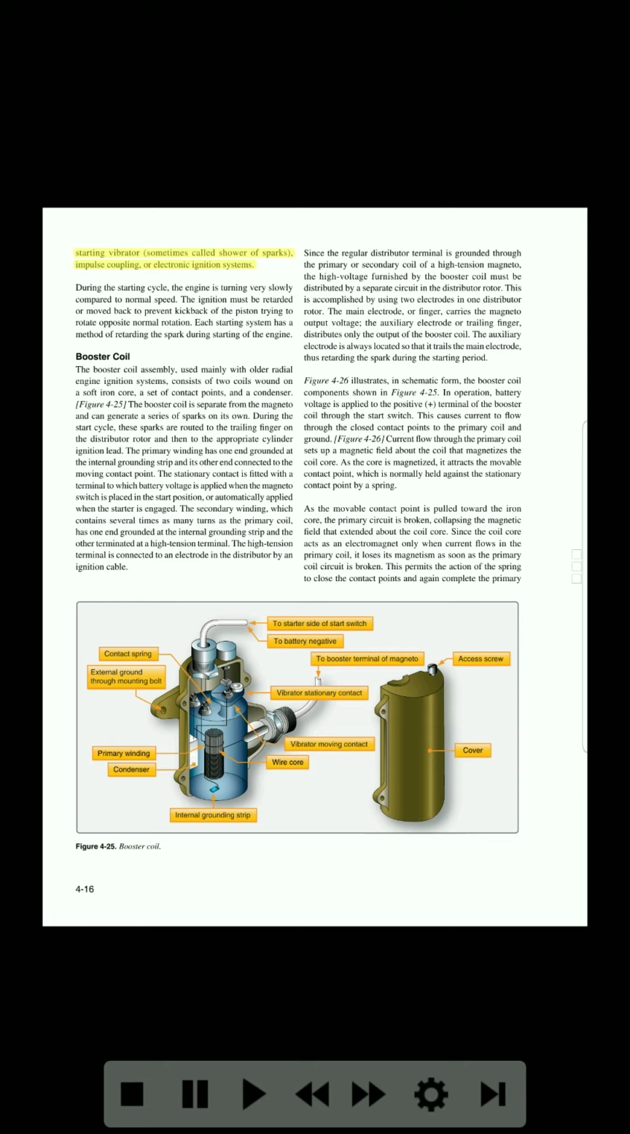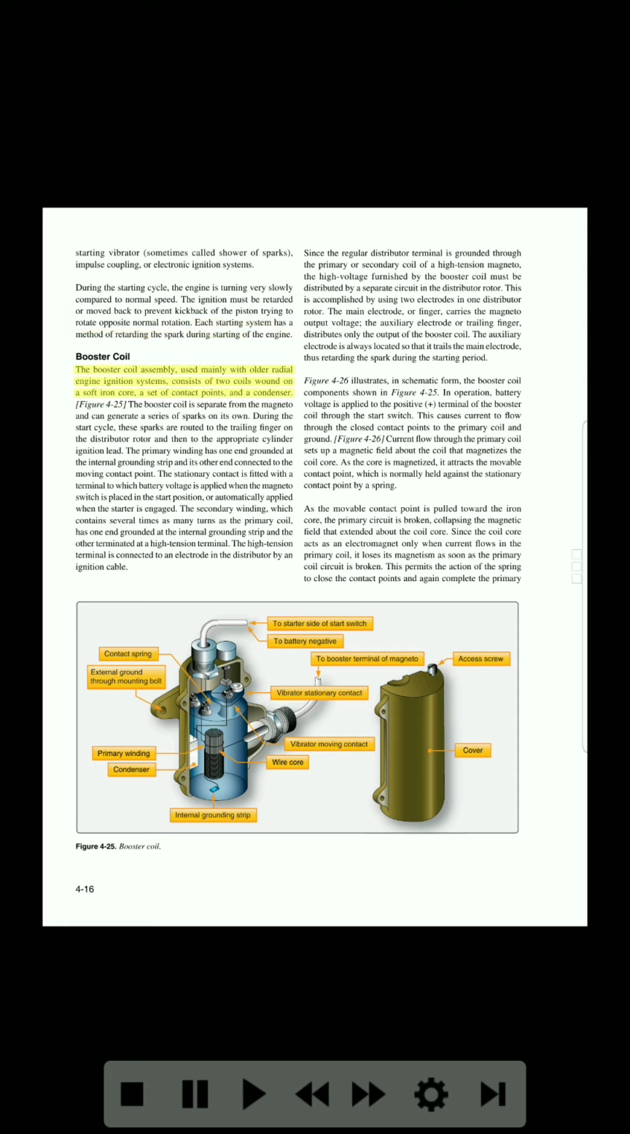Starting vibrator, sometimes called shower of sparks, impulse coupling, or electronic ignition systems. During the starting cycle, the engine is turning very slowly compared to normal speed. The ignition must be retarded or moved back to prevent kickback of the piston trying to rotate opposite normal rotation. Each starting system has a method of retarding the spark during starting of the engine.